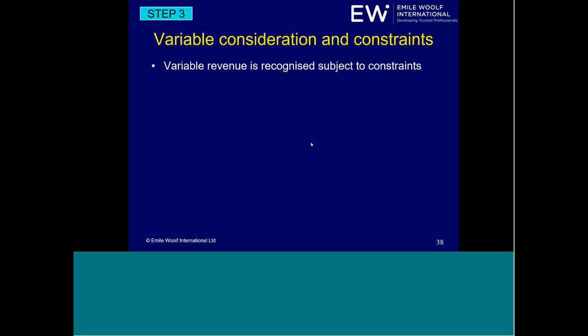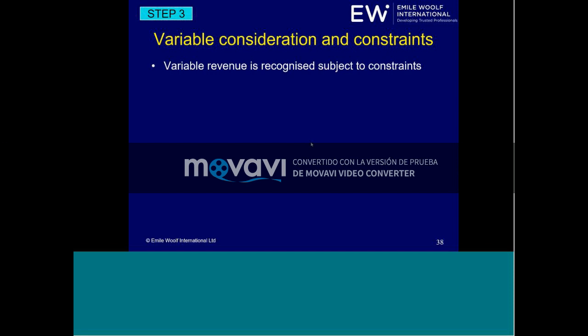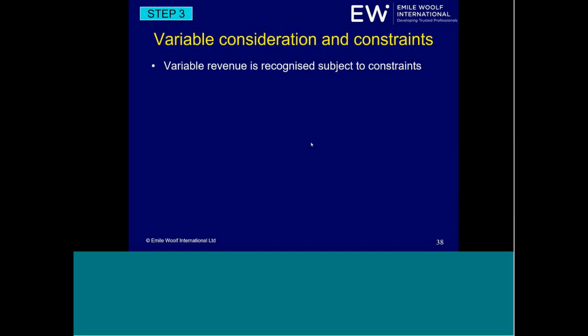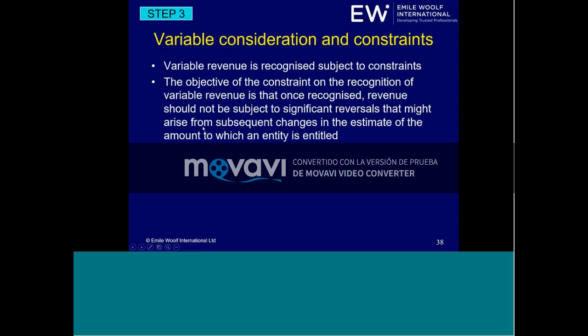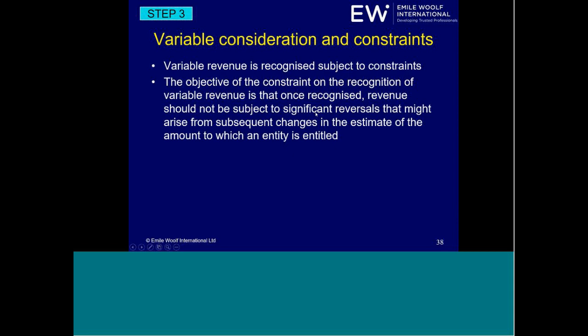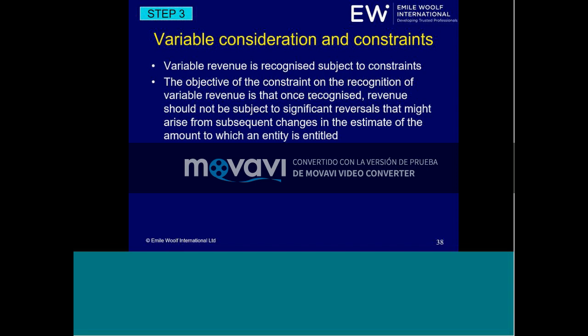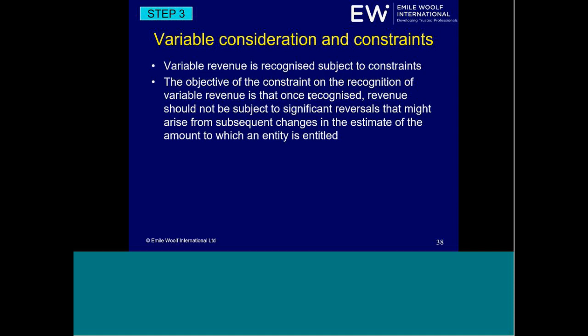it is recognized, it's going to be booked, but it's going to be booked subject to some limitation on the recognition of variable revenue, which is that once it's been booked, that revenue should not be subject to the risk of a significant reversal. That happens when the uncertainties resolve themselves. So I'm going to book some of this variable consideration, but bear in mind that you want to minimize the risk of having to revisit that and reverse previously recognized revenue.